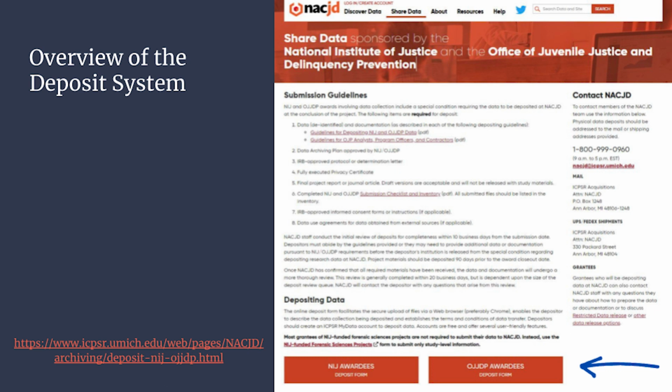Alternatively, go directly to the submissions page. For this orientation, you don't need to read through the text on this slide. Rather, what we're highlighting here are the two orange boxes displayed at the bottom right. One is for NIJ awardees and the other is for OJJDP awardees. Select the box with the appropriate funder to start your deposit.